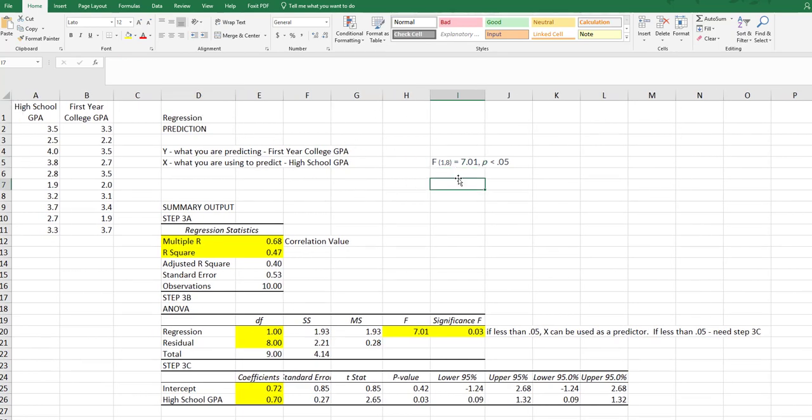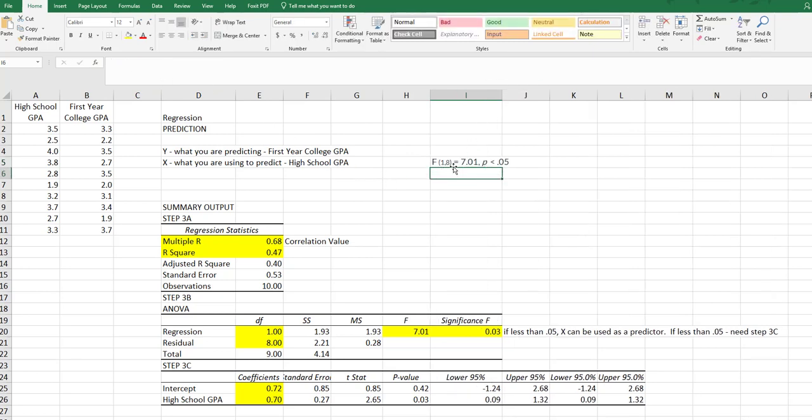Okay, and this one's actually already done because it is from this video. So F is our ANOVA. The 1 and 8 is our degrees of freedom, that is right here. The 7.01 is my F value, and then my p value, significance, is less than 0.05.